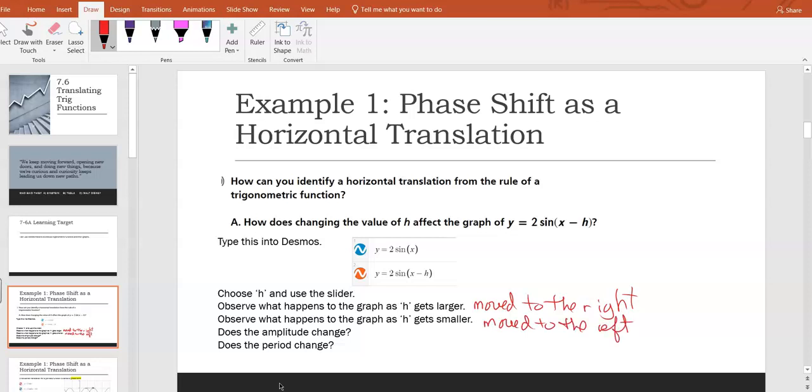And what else did we notice? We noticed for this one at 2 pi, it was the same graph, right? And when I did it just at pi, when h was 2 pi or h was pi, I got this kind of shape there. So that was kind of cool. Did the amplitude change? No. Did the period change? No, because at 2 pi I got the same graph, right? So none of those changed.